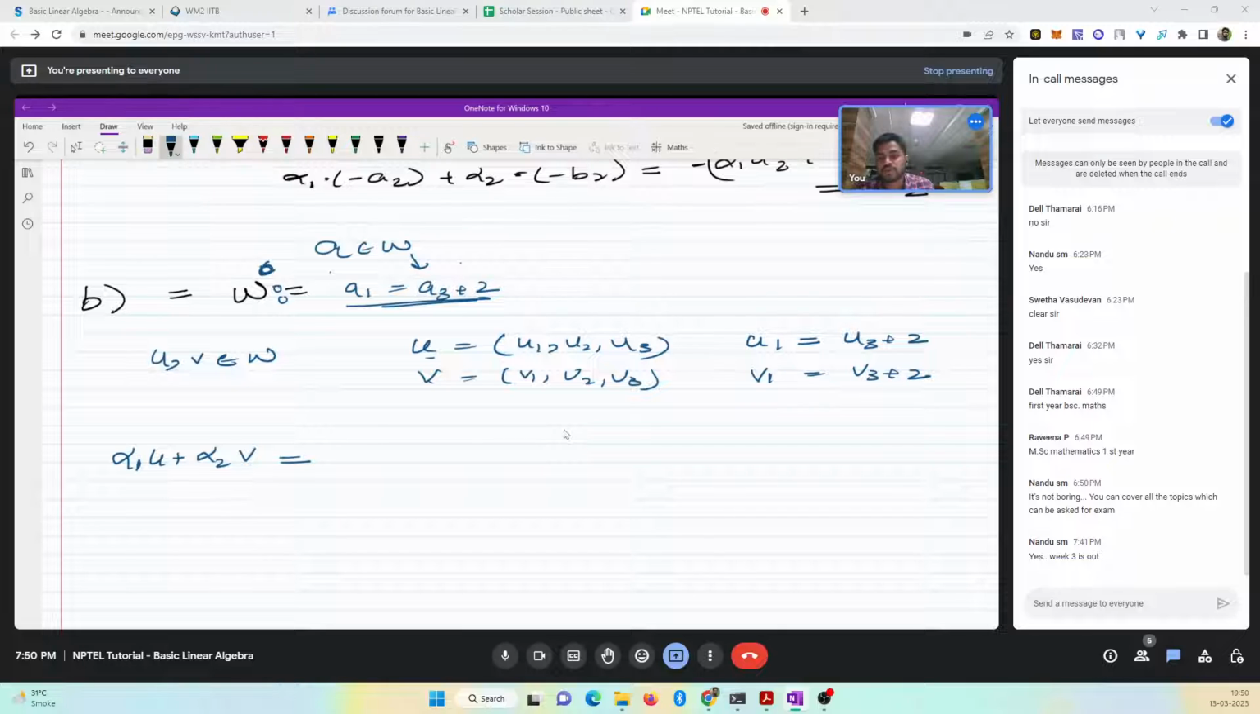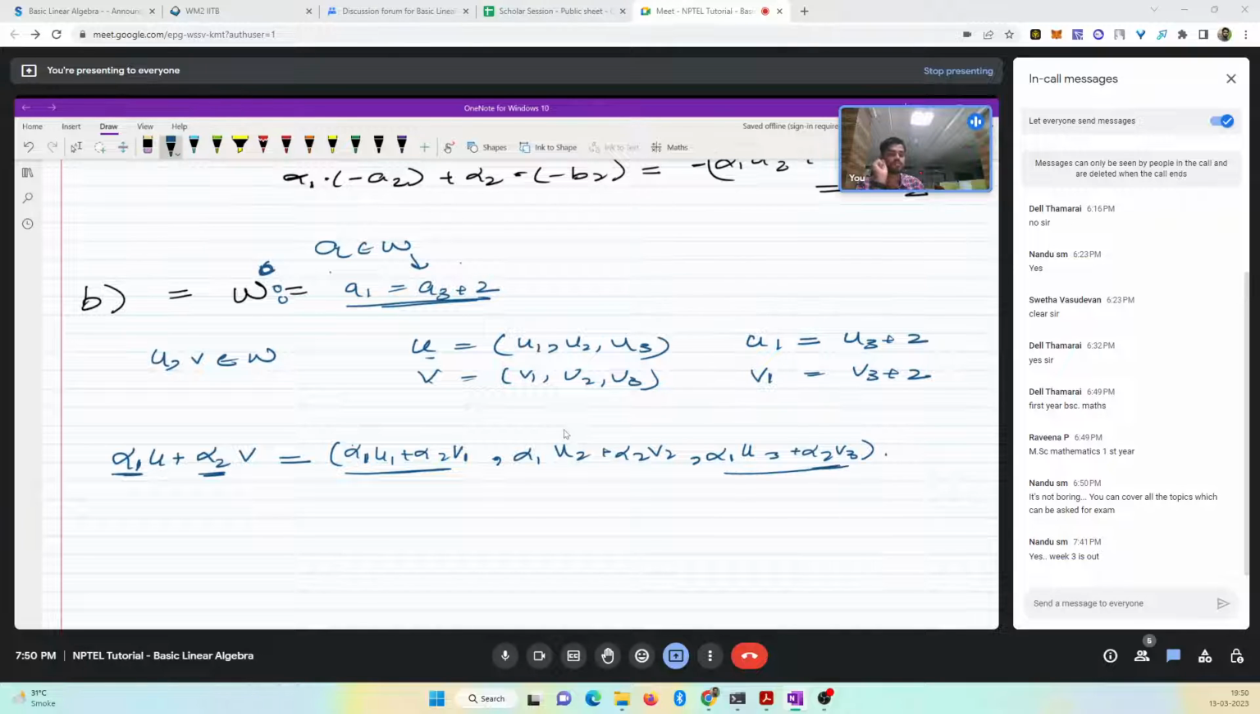Okay. So now if we look at this example, we need to first find alpha 1 u plus alpha 2 v. This is simple: alpha 1 u1 plus alpha 2 v1, alpha 1 u2 plus alpha 2 v2, comma, alpha 1 u3 plus alpha 2 v3. Now we need to check whether this is equal to this thing plus 2. We know the values of u1 and v1, right? So let's put it over here.